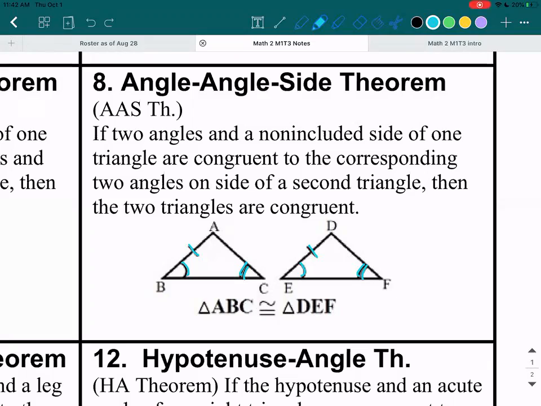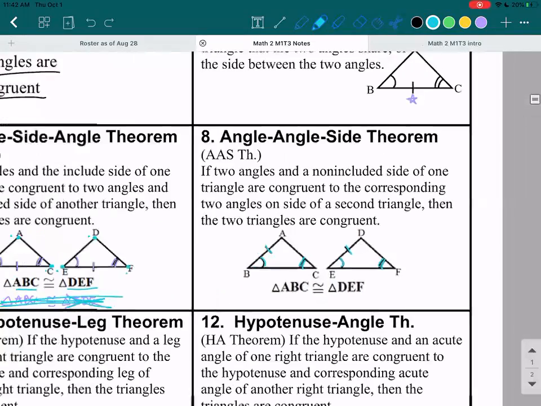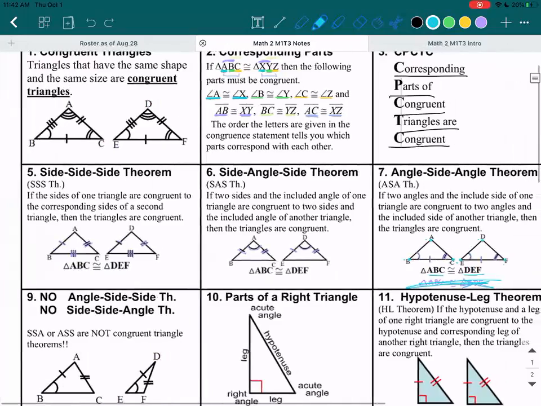All right, so let's do box number 9, which is our last box. And then I'll see if you guys have any questions.